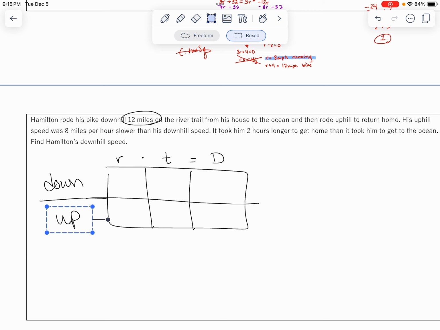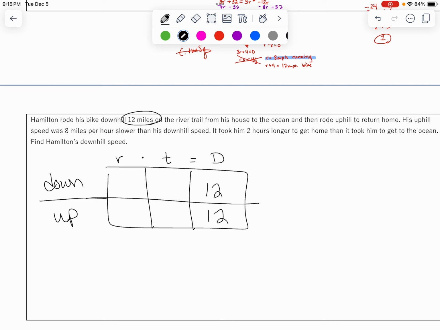Okay. So downhill. What's at 12 miles? Where does that go? That's the distance. Uphill. Well, I'm guessing it's going to be the same distance, 12. Yeah, because it's the same going to the ocean and back to the home.